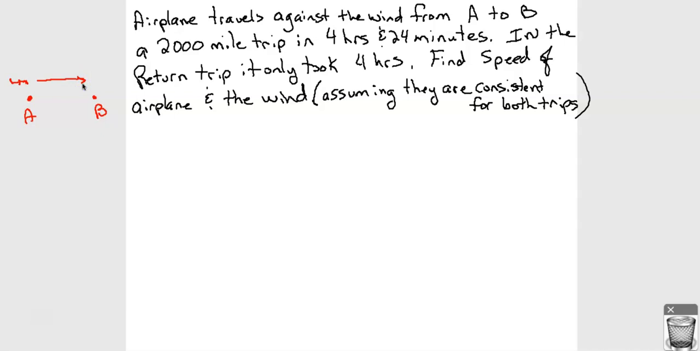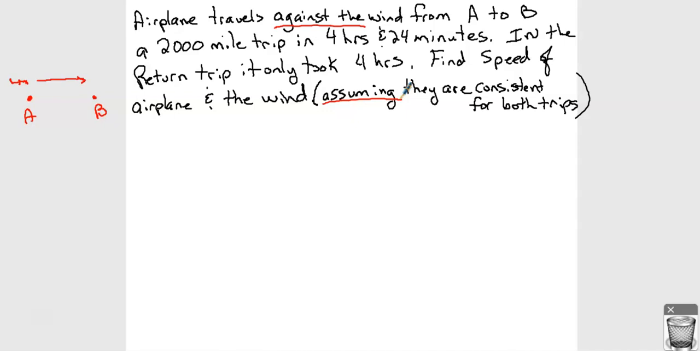Now, the airplane travels against the wind. Going from A to B, it's going against the wind, which is going to slow the airplane down a little bit. On the way back, it's going with the wind, so it's going to speed it up a little bit. This is assuming that the wind is the same from A to B and going back from B to A. We're also going to assume that the airplane itself is flying at the exact same speed.